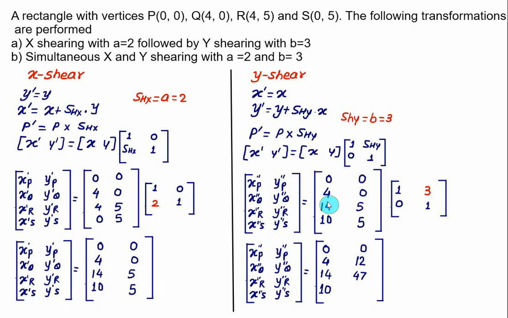So x coordinate will remain same, that is not changed. Actually we don't need any calculation if you know the basic procedure. And finally we have 10 into 3 is 30 plus 5, that is equal to 35. So these are the coordinates: p is 0 0, q is 4 12, coordinate of r is 14 47 and coordinate of s is 10 35, after we perform the x shear with a factor equal to 2 and y shear with a factor equal to 3.